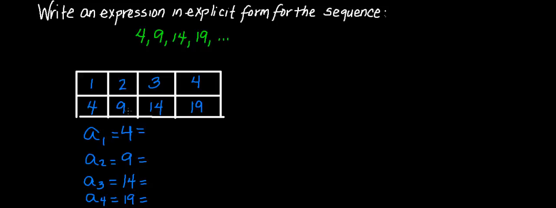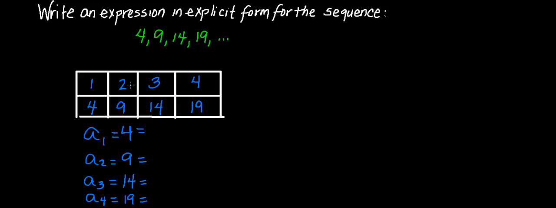If I look at 2 and 9, I don't know about you, but I see 2 times 4 equals 8. I try to get close to 9 by multiplying 2 to something that will give me a value close to 9. So 2 times 4 is 8. I could say the position times 4 will give me 8, and then if I add 1, I get 9. Let's see if that works for the third term. 3 times 4 is 12, but then if I add 1, I don't get 14.